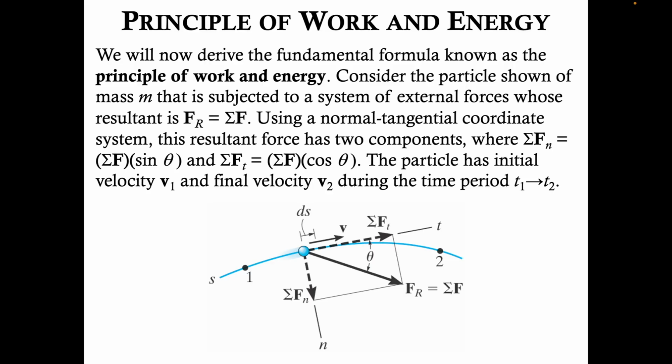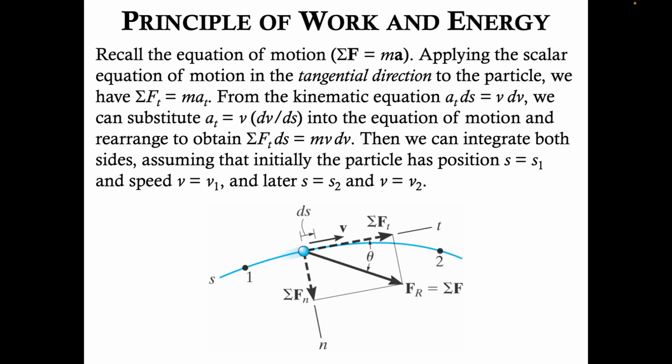components, where summation F sub n, the net force in the normal direction, equals the resultant force times sine theta, and summation F sub t, the net force in the tangential direction, equals the resultant force, or the net force, times cosine theta. Applying the scalar equation of motion in the tangential direction to this particle, we have the net force, summation F sub t, equals m a sub t, the particle's mass times its tangential component of acceleration.